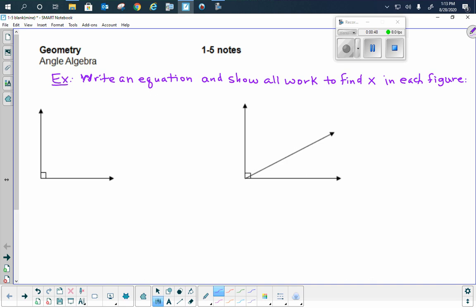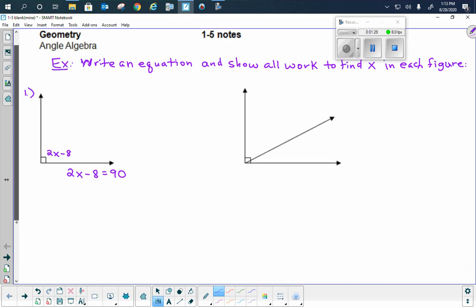Okay, so here we go. For number 1, let's say I put 2x minus 8 here. Understand that that is labeling that angle. And because of the box, you should be understanding by now that that angle is exactly 90 degrees. So the equation that we're going to come up with is that the expression, 2x minus 8, is the same as the degree measure of 90 degrees. So that's the equation you're writing. You're going to say 2x minus 8 equals 90, and then show me all of the steps for solving that equation, hence the review that we've been doing in the algebra for previous worksheets.